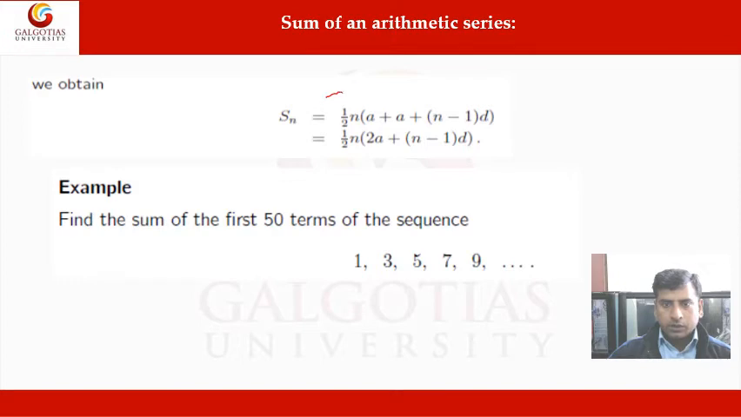So this formula is written here. On simplification, we will get a plus a, which will give you 2a. So we will get the formula for the sum of n terms.